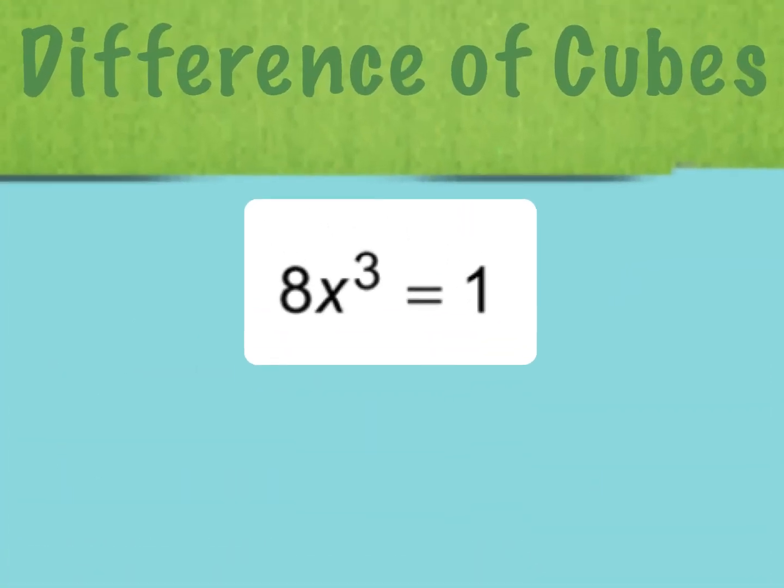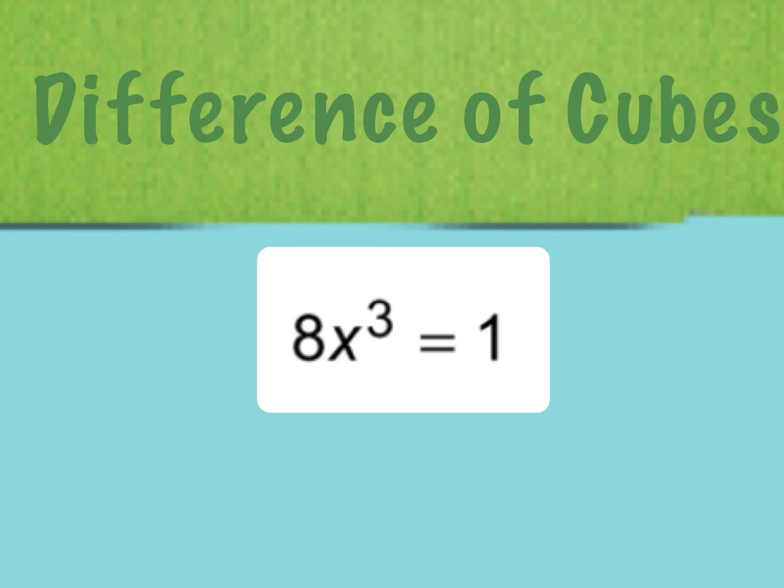All right, so next we have difference of cubes. So our difference of cubes formula is a little bit different. It's A minus B times A squared plus AB plus B squared. So it's the same. The only thing that's different is the signs. So instead of A plus B, it's A minus B and then plus plus.